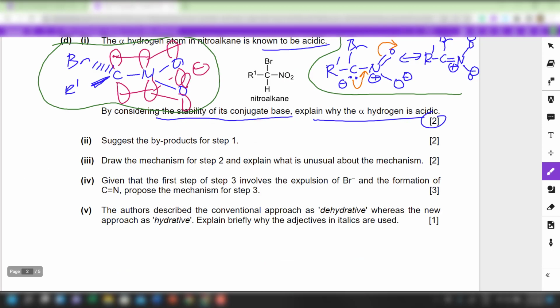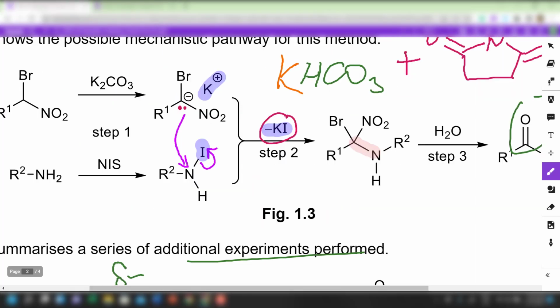So the question asks you what is unusual about the mechanism. I think you can easily answer what is so unusual here, because usually you do not expect an electron-rich site to attack an electron-rich site. You see this nitrogen is also electron-rich. It has a lone pair of electrons. But in the simplest mechanism we can draw here, it does involve a nucleophilic attack directly on the nitrogen, and then the iodine leaves.